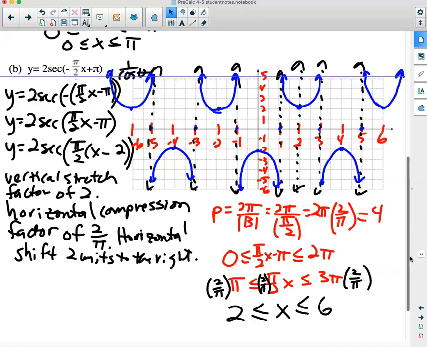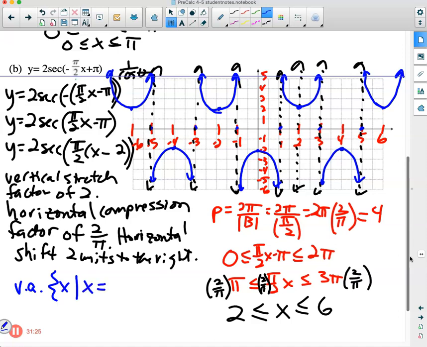So now what we want to do is try to write our vertical asymptotes in set notation. So vertical asymptote, set of all x such that x equals, well, let's take a look. We have asymptotes at -5, -3, -1, 1, 3, 5, etc. So the smallest one that we have there would be a 1.